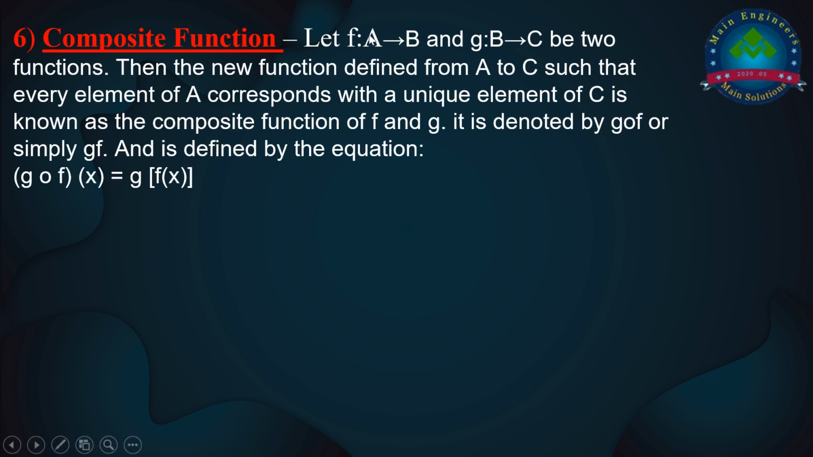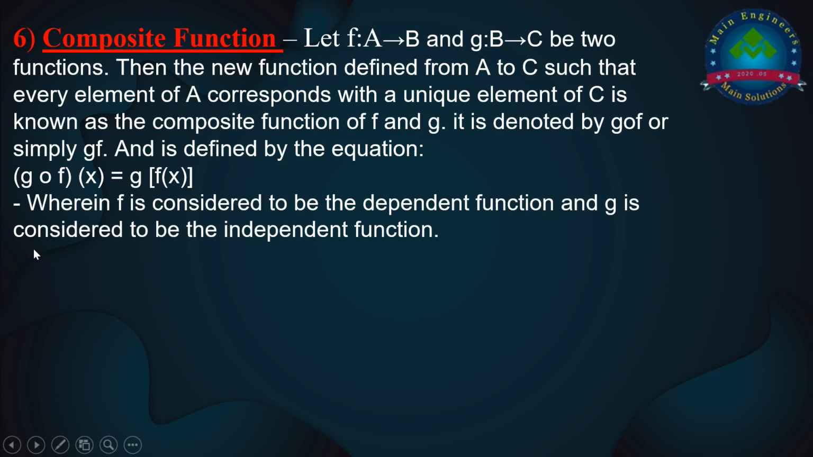So here there are two functions, f: A to B and g: B to C, and there are three sets, A, B and C. If we can define a function from A to C, then that function is called a composite function. Let's give examples to clarify more. Here f is considered the dependent function and g is considered the independent function.